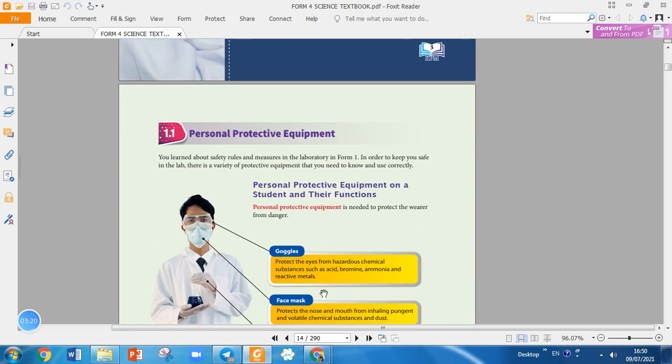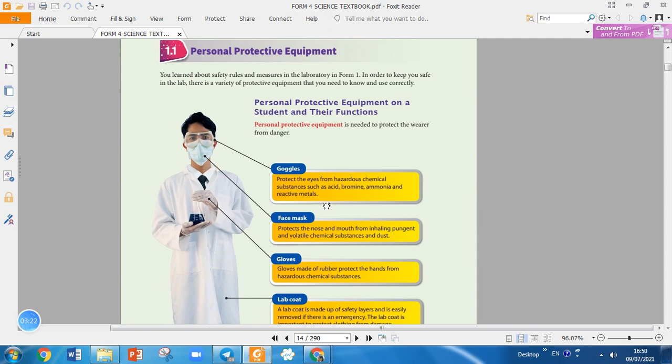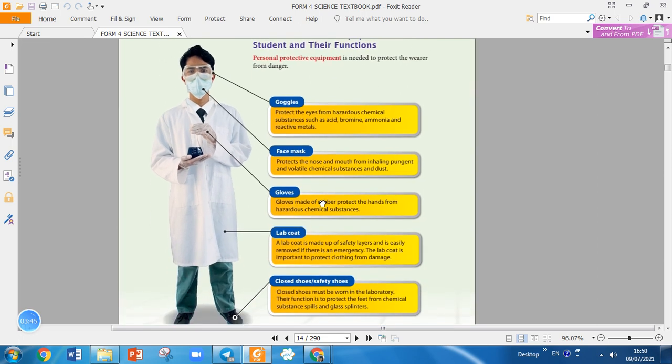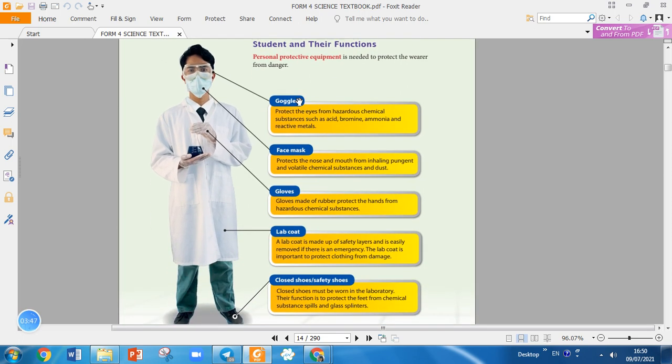Okay, let's move to the next page. 1.1. You have learned about safety rules and measures in the laboratory in Form 1. In order to keep you safe in the lab, there is a variety of protective equipment that you need to know and use correctly. So we have two types. We have personal protective equipment on the student and their functions. These are the personal protective equipment that is needed to protect the wearer from danger.